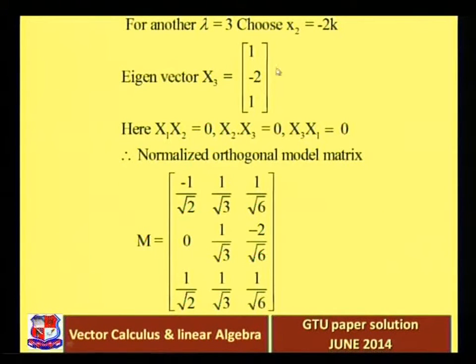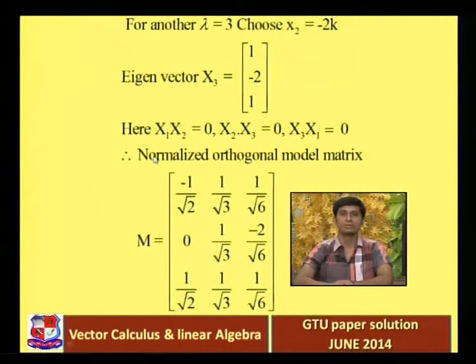Multiplication of 1 1 1 with 1 minus 2 1. So you will get 1 into 1 1, then minus 2 plus 1. So again you will get 0, and similarly you can check that x3 into x1, that is also 0. So these 3 eigenvectors are not just eigenvectors corresponding to eigenvalues, but they are orthogonal. You can say they are orthogonal, right?